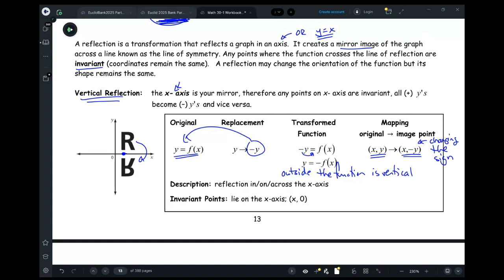Now, think about this. What number doesn't change if you put a negative in front? You probably notice after a moment of reflection, well, it's going to be 0. Yeah, so if the y coordinate is 0, plugging a negative in front of it isn't going to change anything, which means those points are going to be invariant. So it's going to be points that look like this, x comma 0, and these are our x-intercepts. Those are the points that will not change once you perform a vertical reflection.